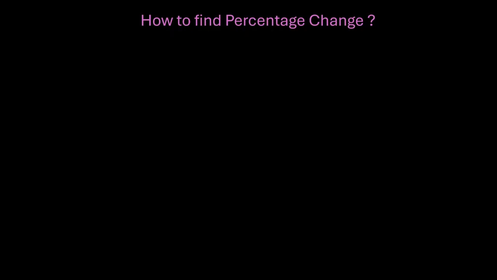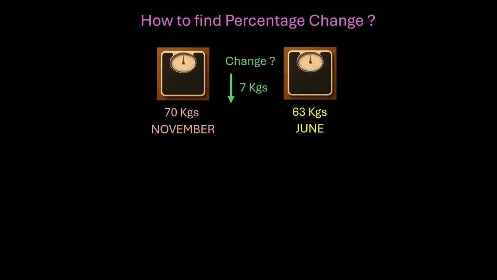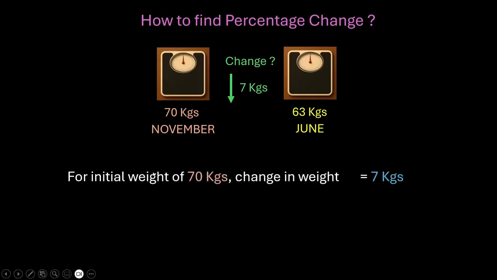Let us use the same example of the weight change that we just saw earlier. The weight in November is 70 kgs, the weight in June is 63 kgs, and the change in weight is 70 minus 63, that is 7 kgs. Now think about this. For initial weight of 70 kgs, the change in weight is 7. The weight initially was 70 and change was of 7 kgs.